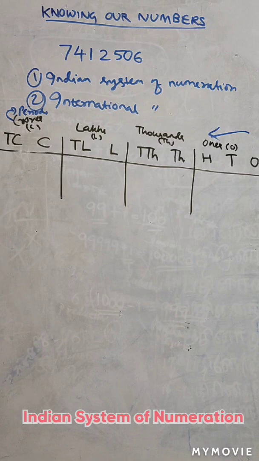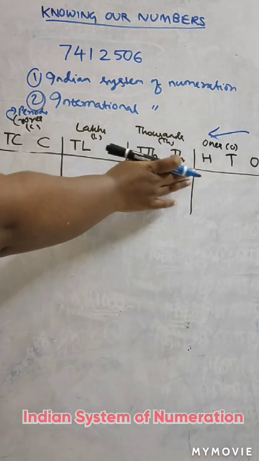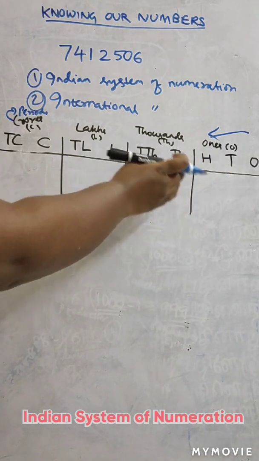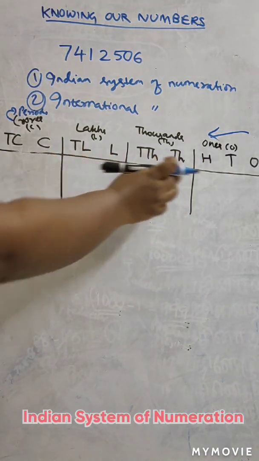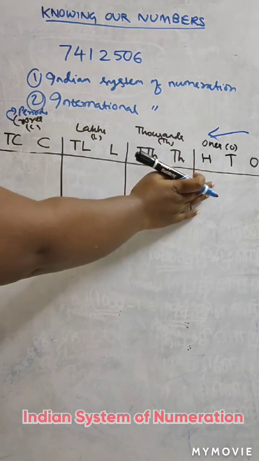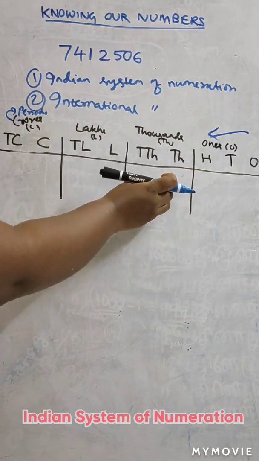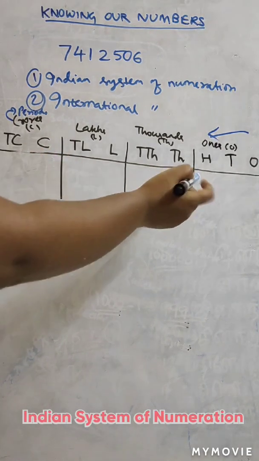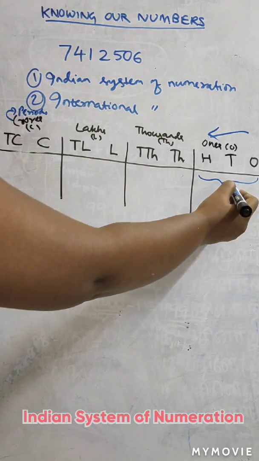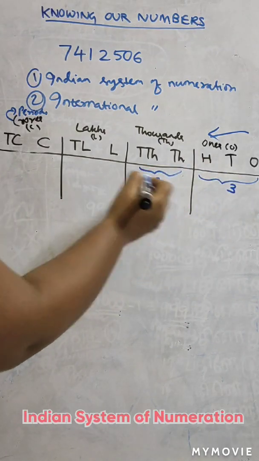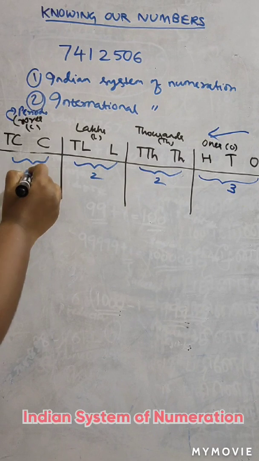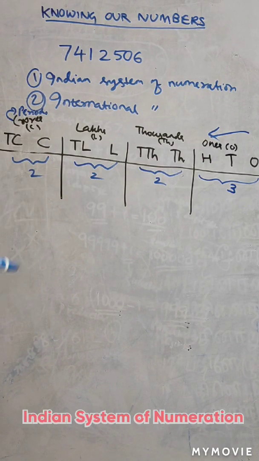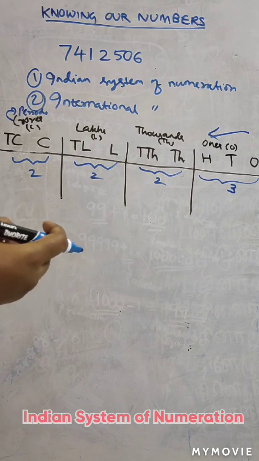Just to read and write the numbers more easily, we use this system of numeration, so that it will be easy for us to place the numbers and read and write them. Here we have to place the digits in the number in the proper place. Starting from the right we have 3 place values, then 2, then 2 and then 2. This is how we write in the Indian system of numeration. That's how we place the commas while we write the numbers.